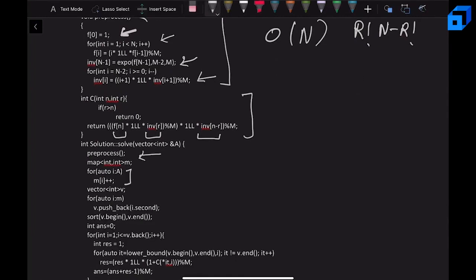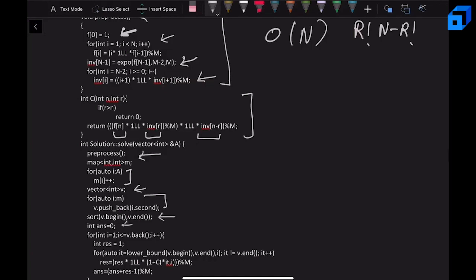So now we are forming the list f, which stores all the frequencies. So we'll iterate over all the elements of the array and do m of i plus plus, that is, m of i actually stores the frequency of i in our array. So again we iterate over the map and push the frequencies in our vector v. So now we'll sort our vector v, that is, we'll sort the frequencies.